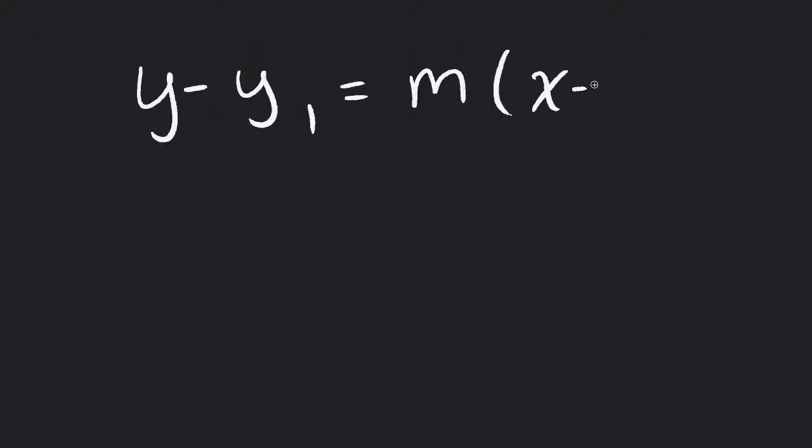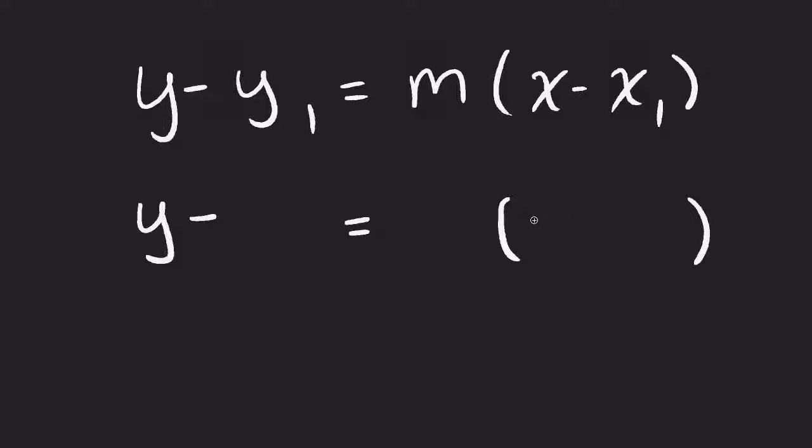So again, we're plugging into y minus y sub 1 equals m times x minus x sub 1. And really, we're leaving the y where it is. We're going to put a minus there. We're going to have our parentheses. We'll have our x and our minus. And now we're going to start plugging in the information we know.